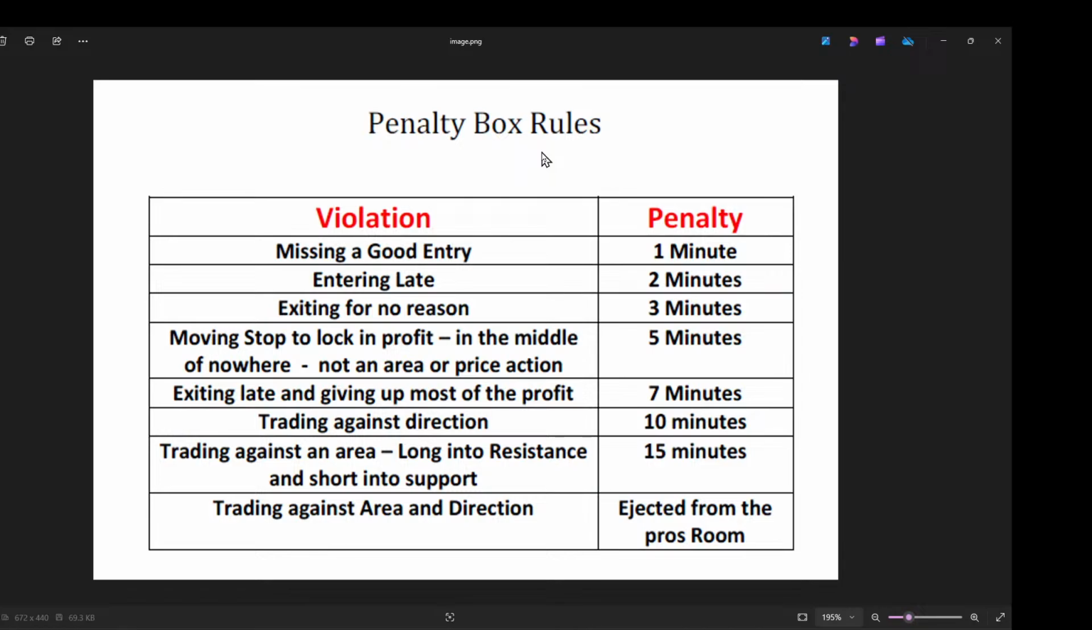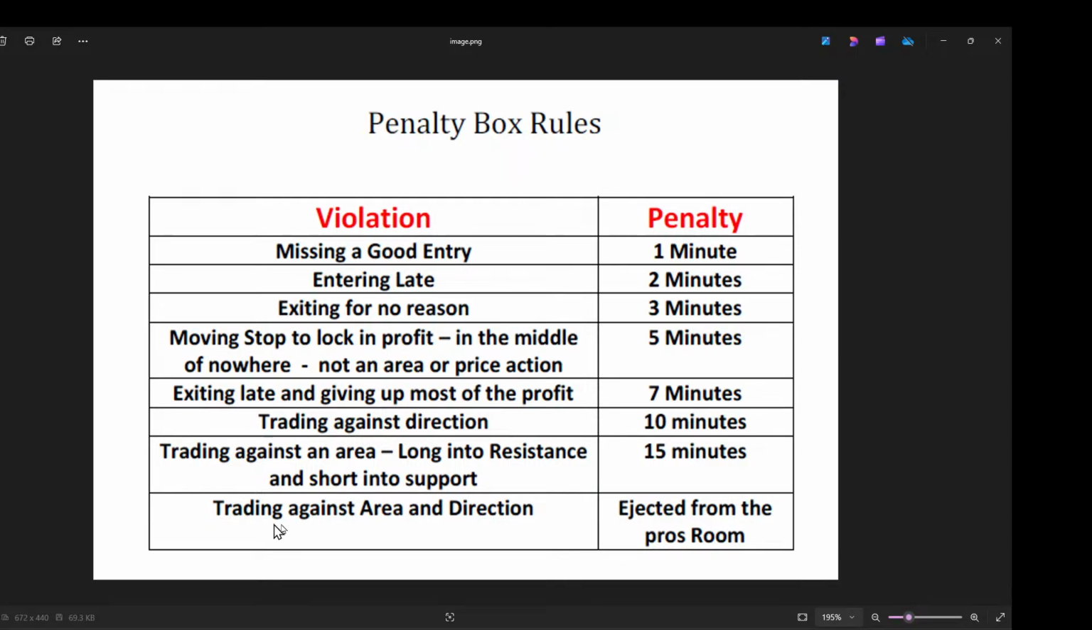Fighting a termination condition was a 15-minute penalty. After he studied termination conditions, he realized that it was such a huge advantage to respect them and such a disadvantage to trade into them. 15 minutes away from his computer. And then if he fought direction and the areas, that was it. He was gone for the day. He had to go do something else.